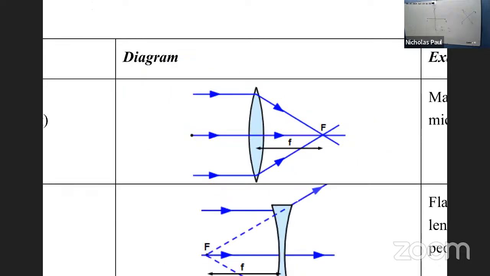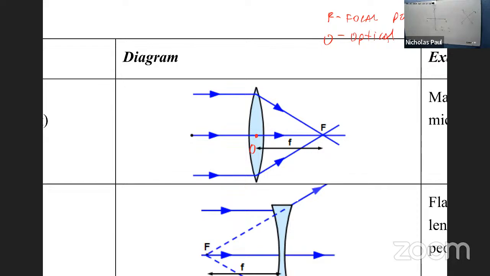All right, so let's take a look at this here. There are some definitions that we need to know. Number one, what is F? F is what we call your focal point. That's where all the rays will converge to. F is your focal point. See here, the middle of your lens, that's O. The middle of your lens is O, and O is your optical center.